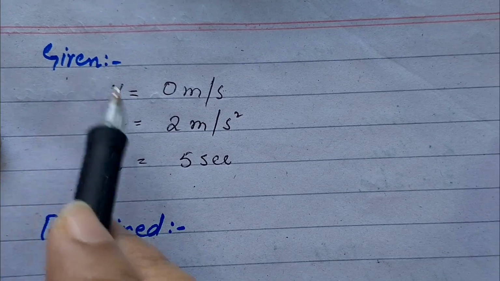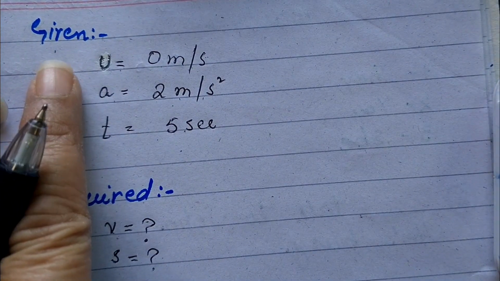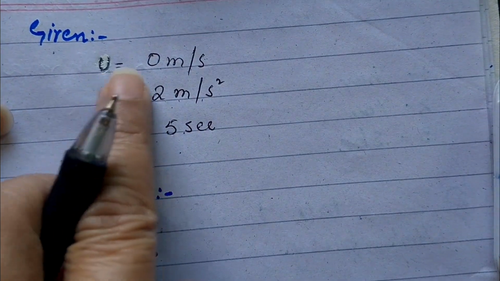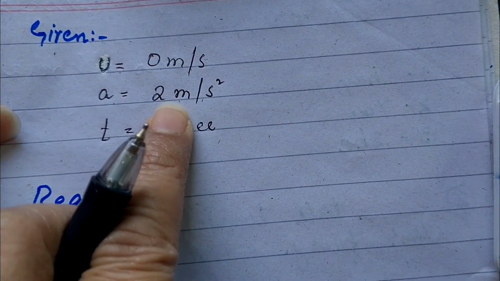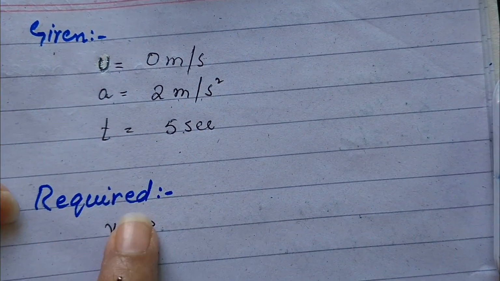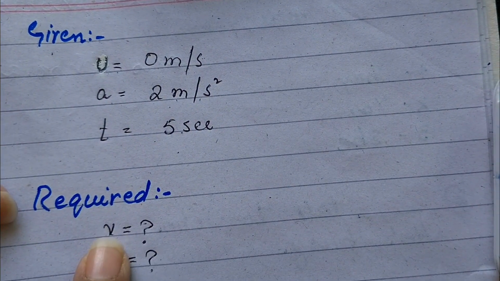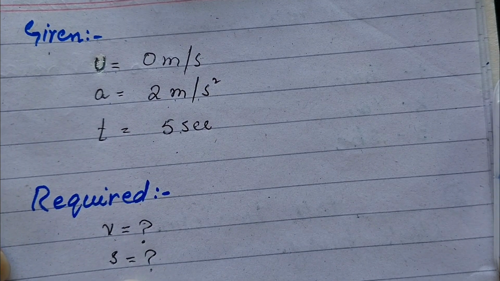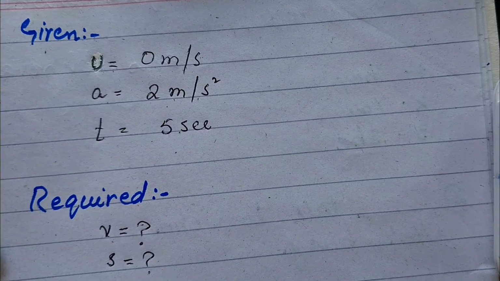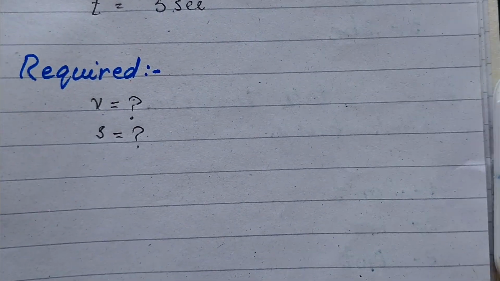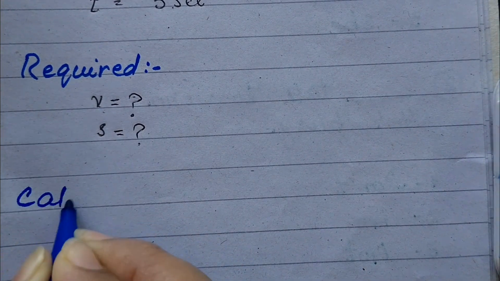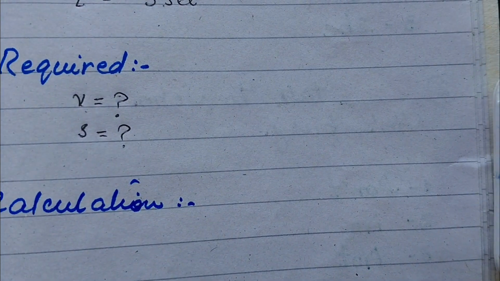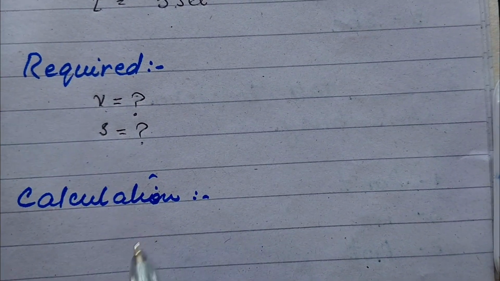In this question, the initial velocity u is 0 meter per second, because the car is starting from rest. From rest means initial velocity is 0, acceleration is 2 meter per second square and t is 5 seconds. So what is required in this question? We have to find the final velocity and the distance covered by the car. Now we will start the calculation work. We know what is given in the question.